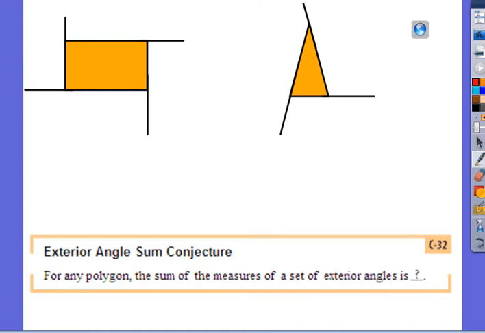So, the exterior angle sum conjecture. For any polygon, the sum of the measures of a set of exterior angles is 360. Always. Doesn't matter what polygon it is. Could have 8 sides, 20 sides, 100 sides. The measure is 360 because it's basically a circle around there. Any polygon you have, you're just measuring all the degrees are the degrees of the circle.